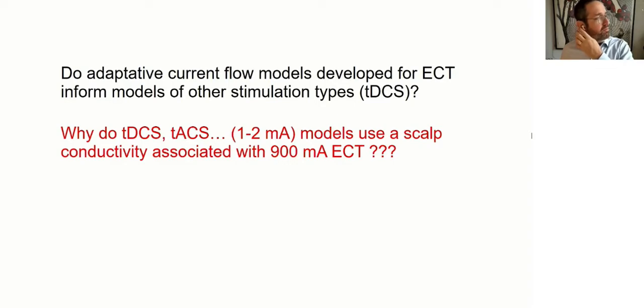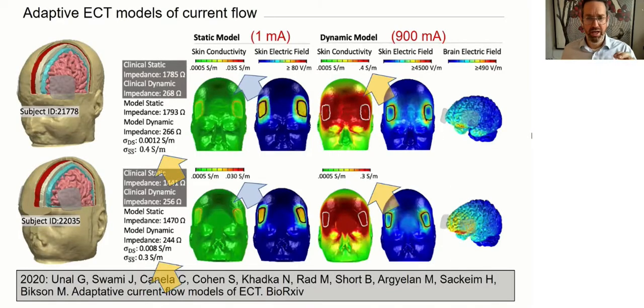which is that there's this weird anomaly of how we're modeling skin in traditional tDCS and tACS models. Let me show you that. So in here, you can see that in the static model of ECT, which is 1 milliamp, skin conductivity was going up to about 0.035 Siemens per meter. It wasn't going up very much at all.